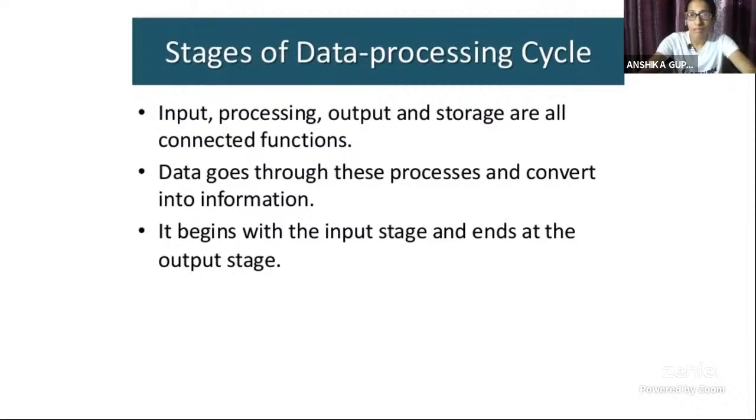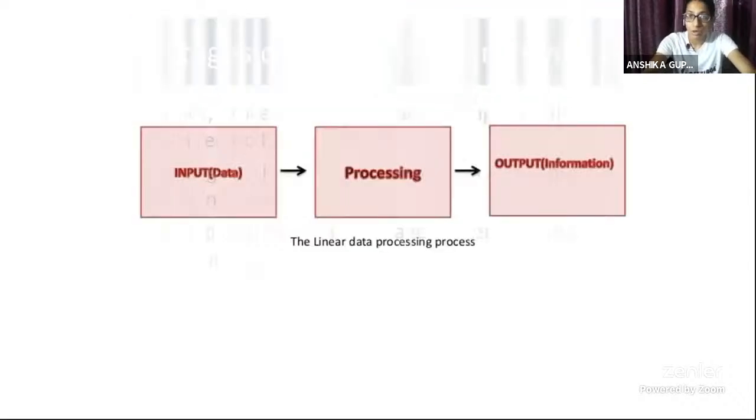Now, if we have to process the data and convert all the information, it always begins at the input stage and ends at the output stage. Here is a flow chart: input, processing, and output. Input means it will be getting the data. Processing executes the program and forwards to the output. This is known as linear data processing. Two processes are done around the input and output: pre-processing and post-processing.